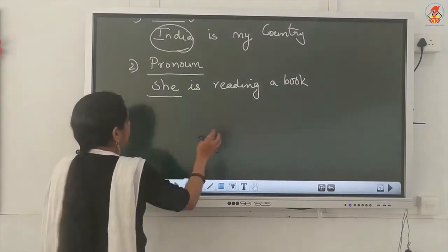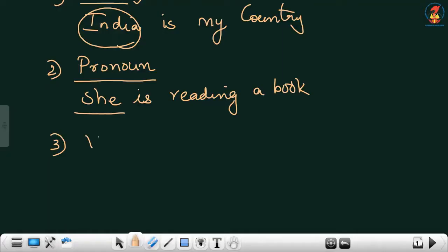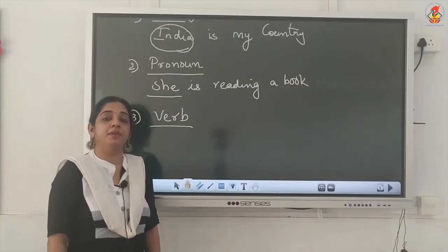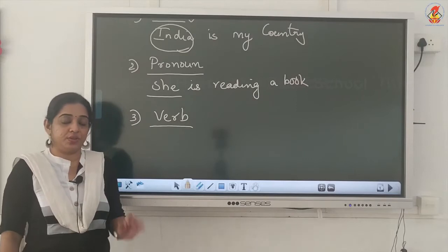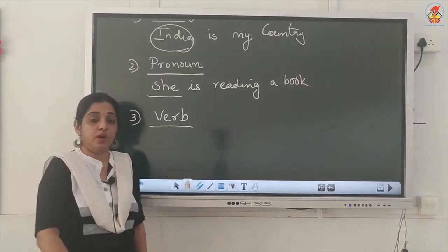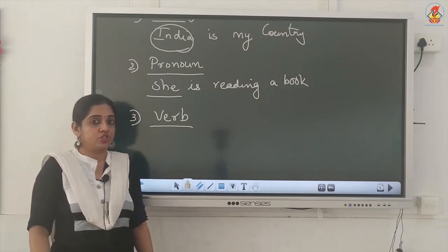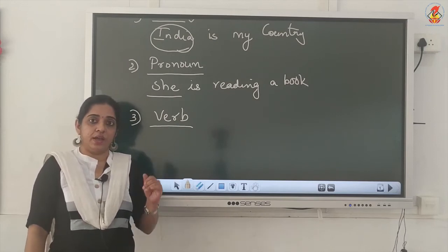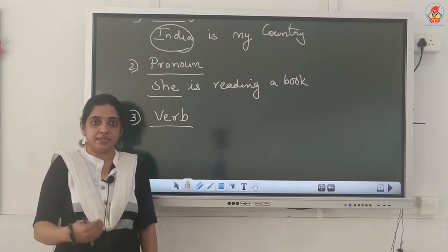verb. What is a verb? Verb is an action word. You studied that, isn't it? Verb is an action word. Now, you know children, verbs can be divided into many categories that you will study later. But just for your information, I am telling you, verbs can be divided into action verbs, helping verbs, then have verbs. Like that it is divided.